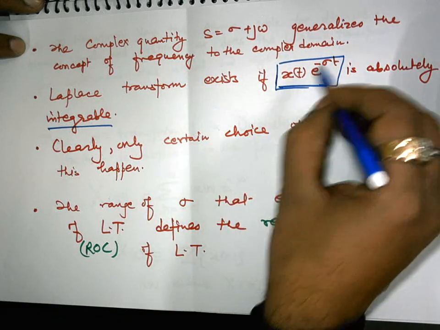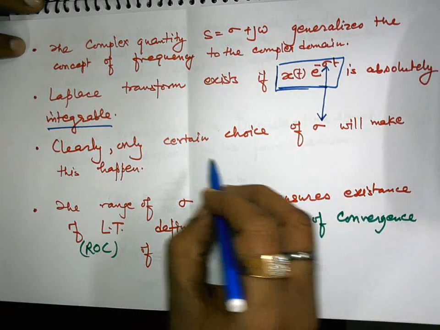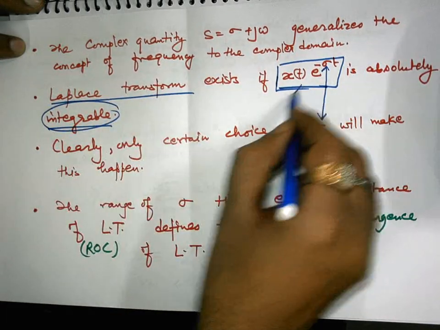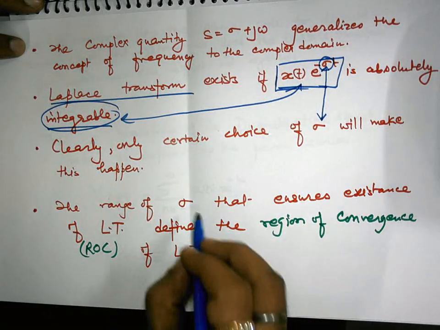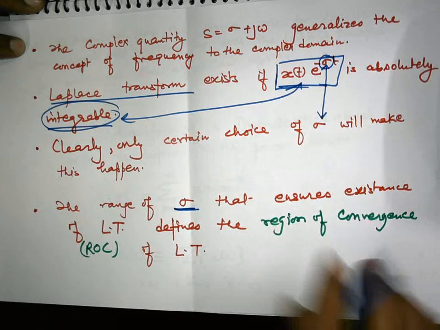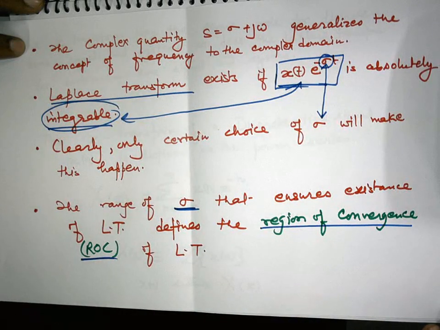So it is clear that for certain specific choices of sigma, this Laplace transform exists, because this term becomes integrable only for certain values of sigma, and we say that the value of sigma for which the Laplace transform exists, or the integral becomes integrable, gives the region of convergence. This I am talking about for the Laplace transform.